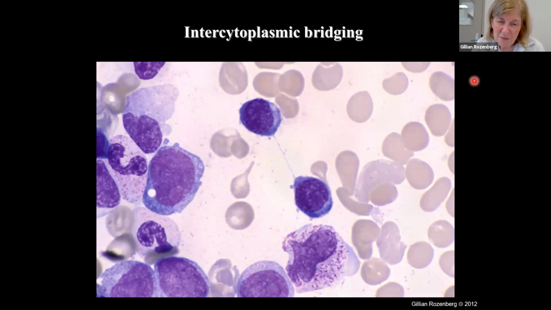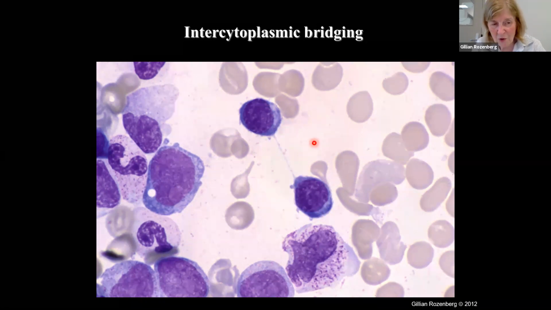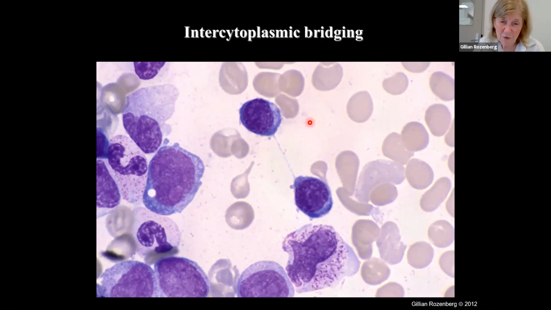Now, the other thing that we mentioned was the cytoplasmic bridging. So if you look carefully on this PowerPoint, you'll see that there is a very fine bridge of cytoplasm linking these two erythroblasts. So cytoplasmic bridging can be seen on the peripheral blood, but mainly on the bone marrow. And again, here's two really abnormal neutrophils, which we'll talk about in a second, showing pseudo-pelgaroid or Pelger-Huët features.